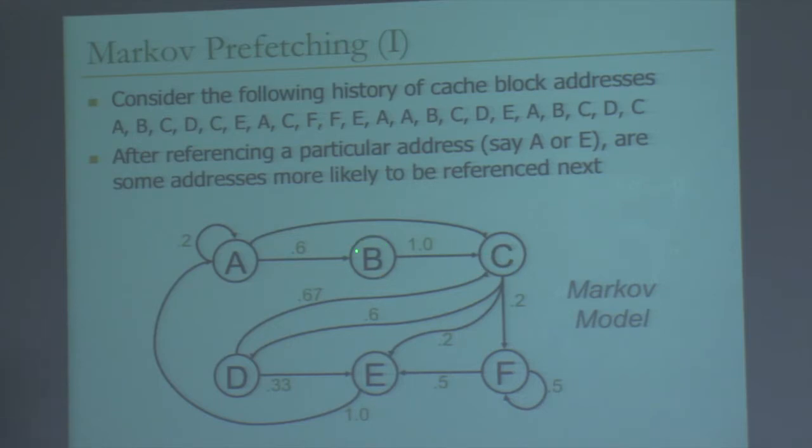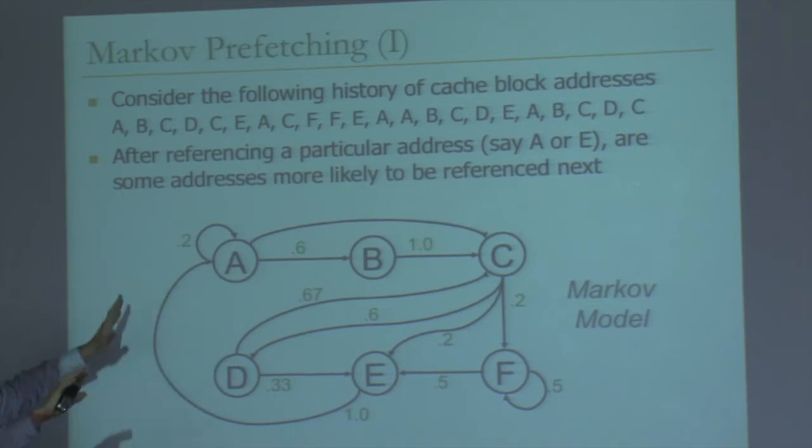If you reference B, it's guaranteed that you'll reference C next, based on this access pattern. If you just observe this, C comes after B 100% of the time, after you see B. So you can actually build a Markov model of this access pattern, either dynamically or statically.